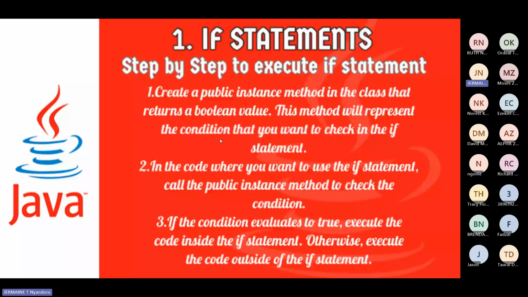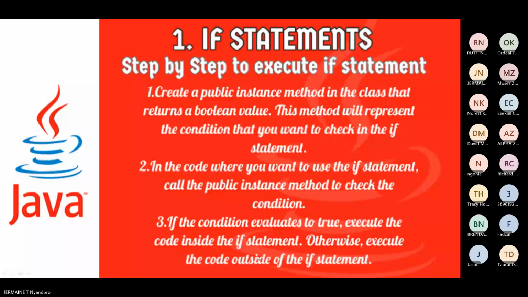The first step: create a public instance method in a class that returns a Boolean value. This method will represent the condition that you want to check in the if statement. The second step: in the code where you want to use the if statement, call the public instance method to check the condition. The last and final step: if the condition evaluates to true, execute the code inside the if statement, or otherwise execute the code outside the statement.